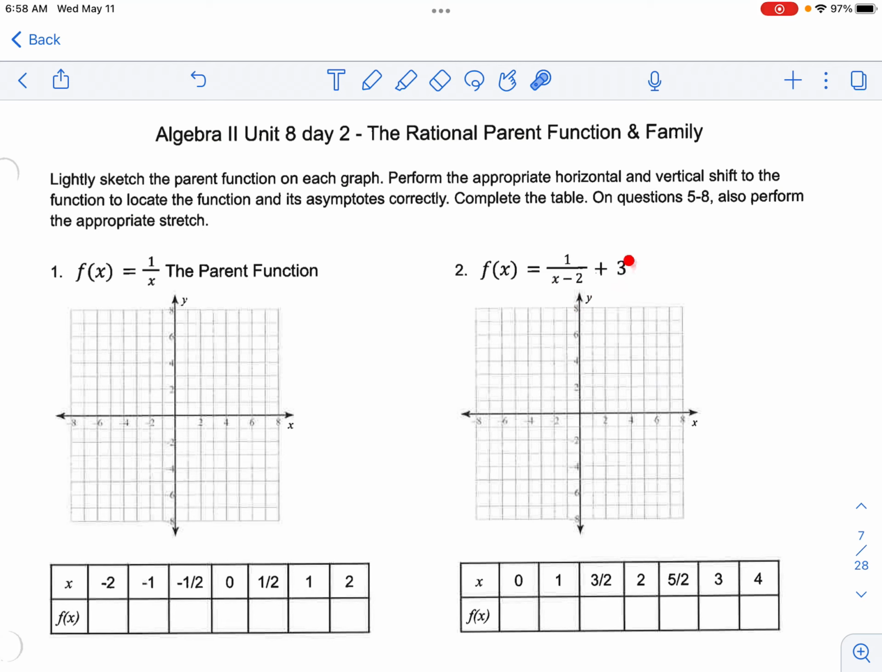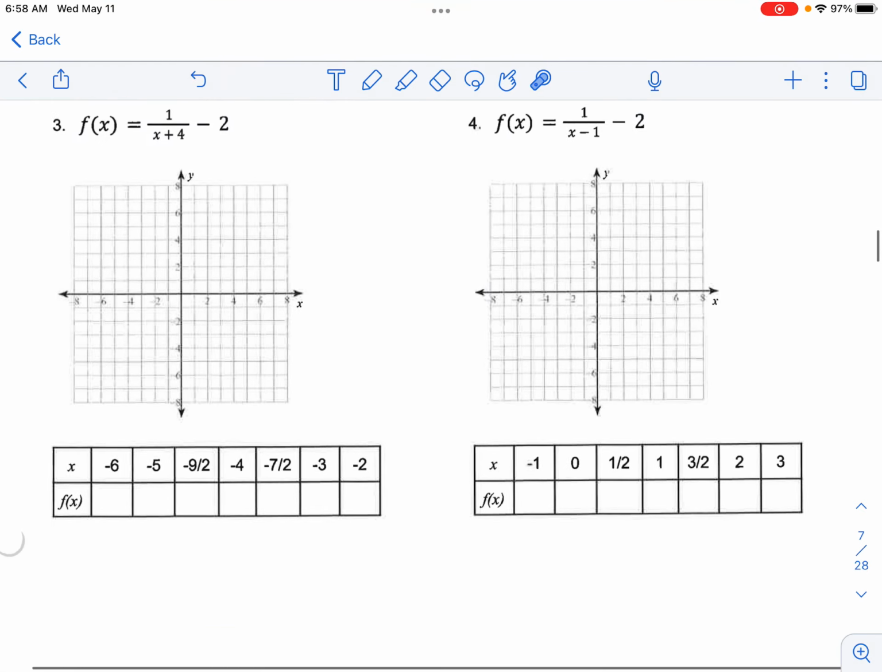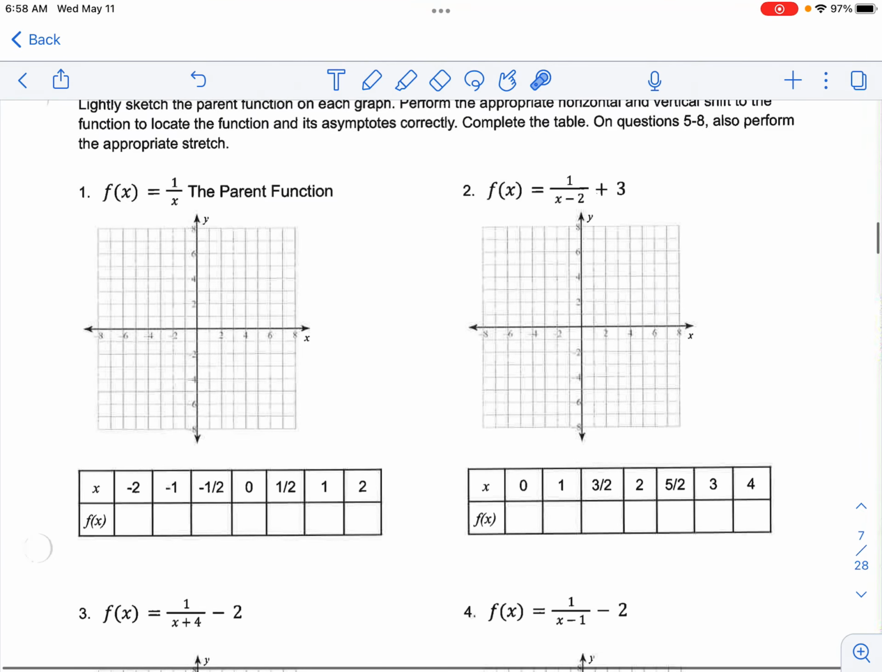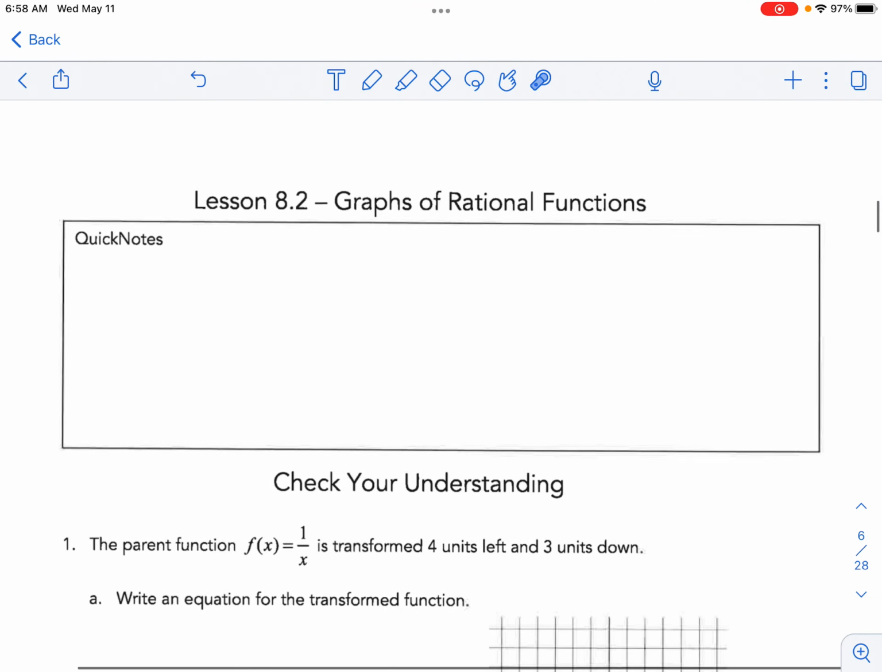This looks like it's right 2 and up 3. So it's just the reverse of what we did in the notes. And this looks like left 4 because it's a plus, and down 2. So it's just having you practice relocating those asymptotes and relocating those 2 curves.